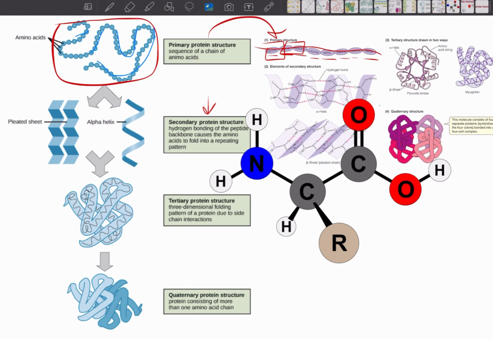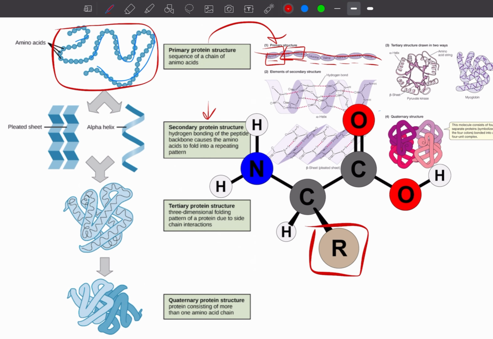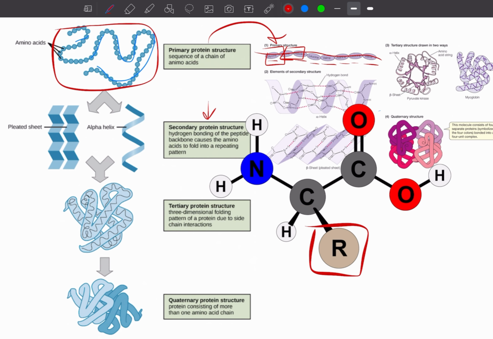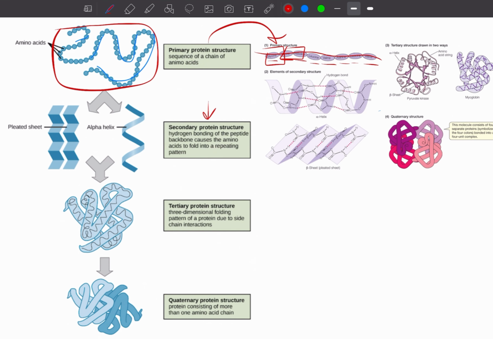Let me go ahead and get my pen. We have the R group here, and this would be considered the backbone. And then the R group, of course, is the functional group, the actual part of that amino acid that does the reaction. So again, in secondary structure, we have these beta pleated sheets and alpha helices.